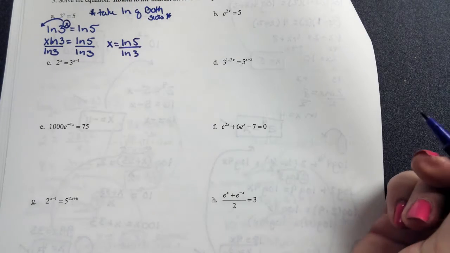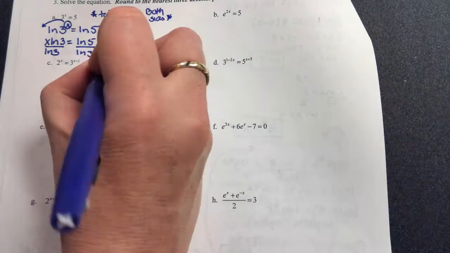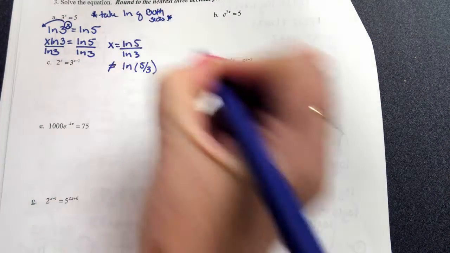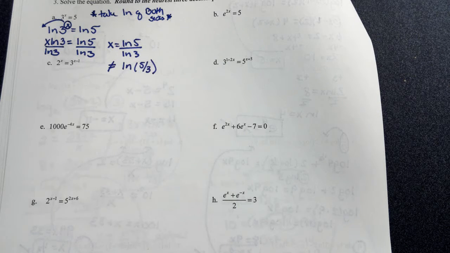Now a notation, ladies and gentlemen. This is not equal to the natural log of 5 over 3. You have to leave it as natural log of 5 divided by the natural log of 3. Those are not equivalent. This is telling you I take the natural log of 5, whatever that is, divided by the natural log of 3, versus you're taking the natural log of whatever 5 divided by 3 is.